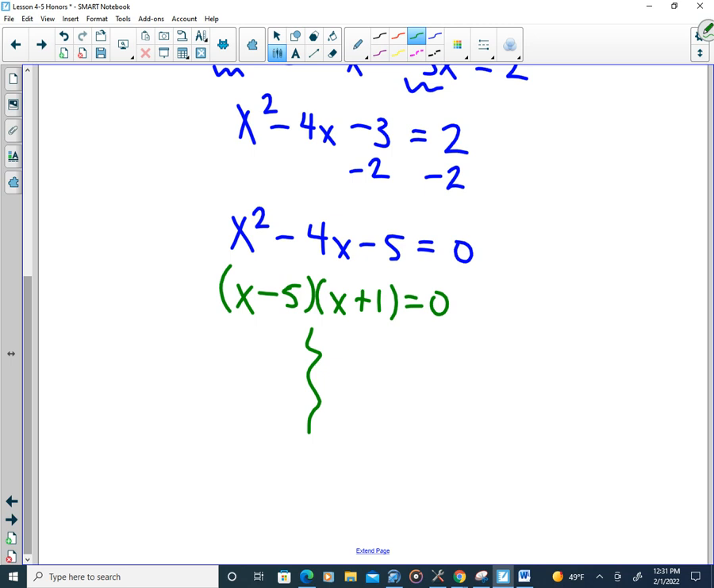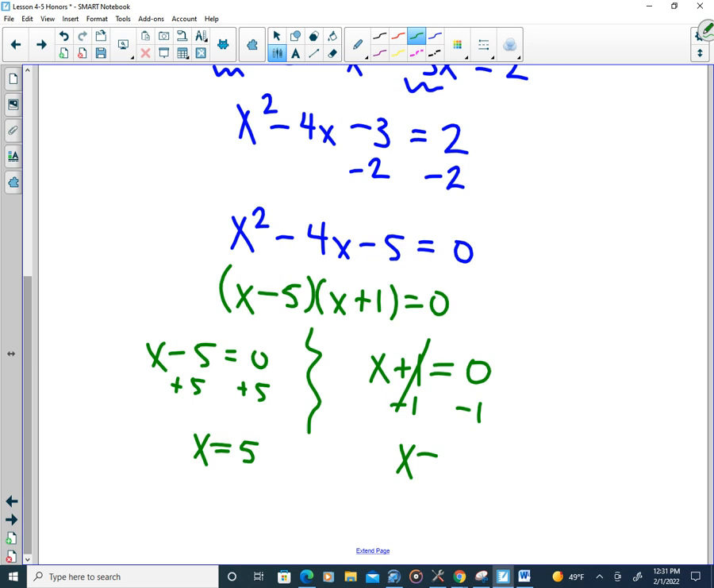So we can find our solutions here. We're going to set each of the factors equal to 0. So we got x minus 5 equals 0. Add 5 to both sides. One of our possible solutions is x equals 5. Our second possible solution, we're going to take x plus 1, set that equals 0, minus 1 on both sides. We'll get x equals negative 1.